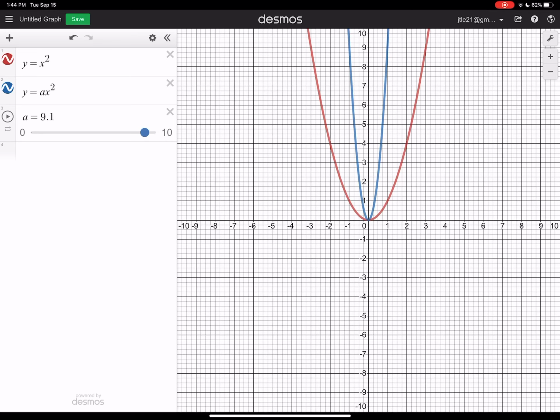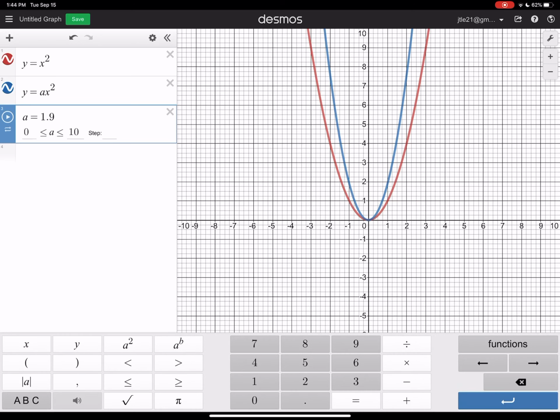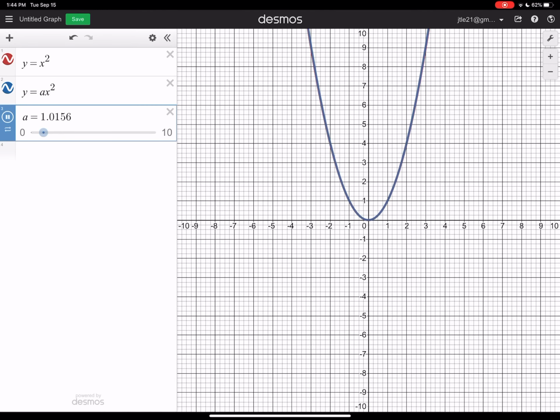Now, let me go ahead and go back to the value of 1, because that's where we start. That's where the parent function starts. Think about what would happen if a got smaller, right? So right now, let me do this again. Right now, a is approaching that 1 value, which will give us the parent function. Okay. Now take a look at what happens when a dips below 1.